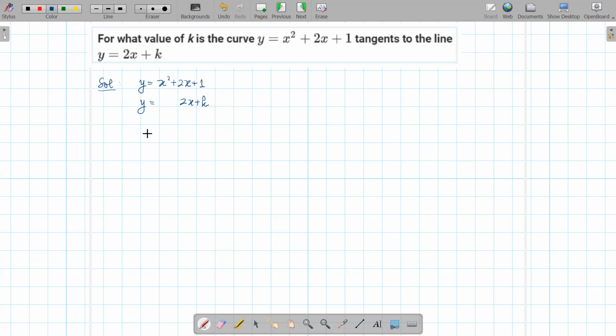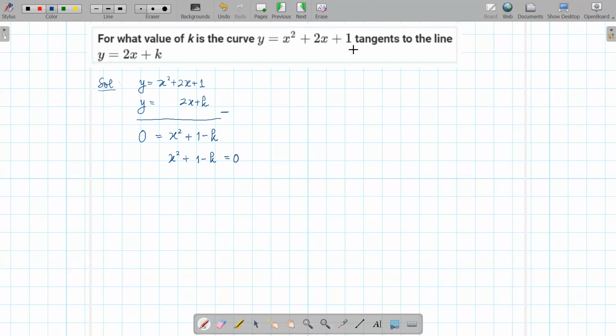So how to do that? It is easy. You just need to subtract these two functions. Therefore you will get y minus y is 0, and then here you get x squared minus 0 is x squared, and then we have 2x minus 2x is 0, and then 1 minus k. Okay, so we will get the equation x squared plus 1 minus k equals 0.